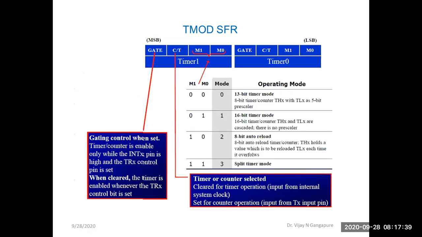Now this is TMOD, as I told you. The upper 4 bits are used to configure timer 1 and the lower 4 bits are used to configure timer 0, and this is the gate bit. These M0 and M1 bits are used to configure timer 0 or timer 1 in mode 0, mode 1, mode 2, or mode 3. Mode 0 is 13-bit timer mode, mode 1 is 16-bit timer mode, mode 2 is 8-bit auto reload, and mode 3 is split timer mode. We are now studying mode 1, that is, 16-bit timer mode.